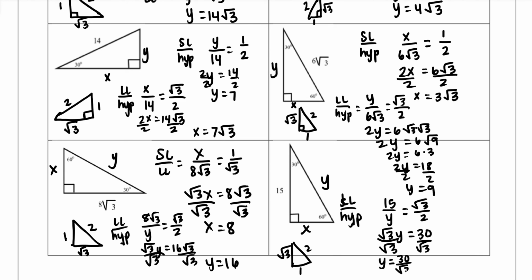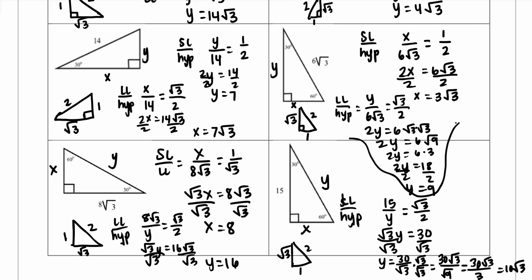But this is where we need to rationalize the denominator. So whenever you have a radical in the bottom of a fraction, we need to do root 3 over root 3 and multiply the top and bottom. When we do that, this becomes 30 root 3 over the square root of 9. Square root of 9 is just 3, so this becomes 30 root 3 over 3, and we can simplify that to 10 root 3. We still have to find our x value here, which is our short leg.